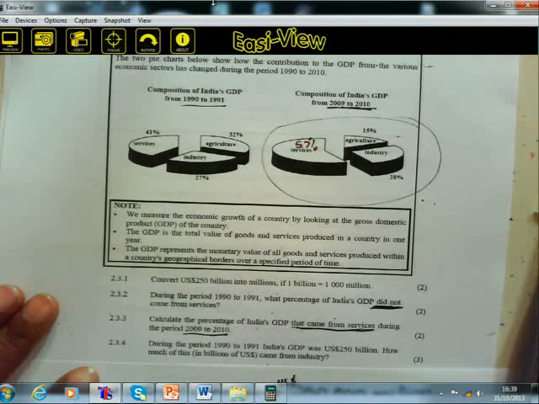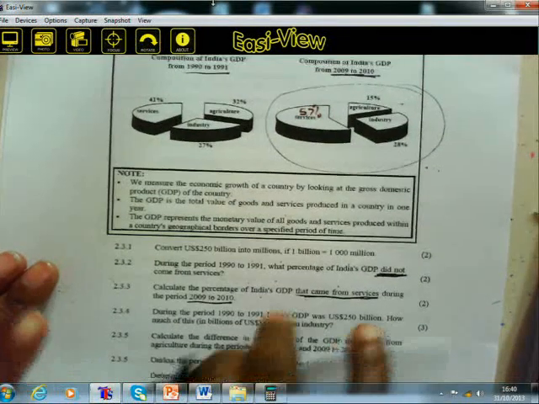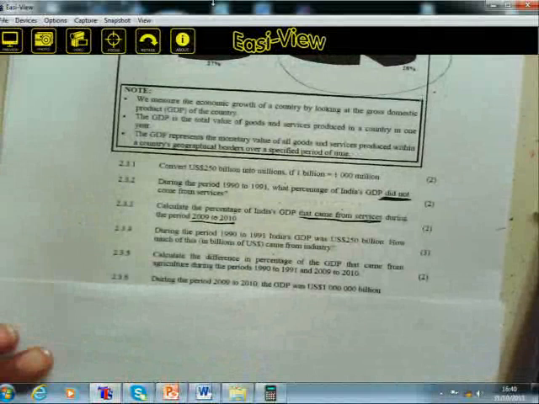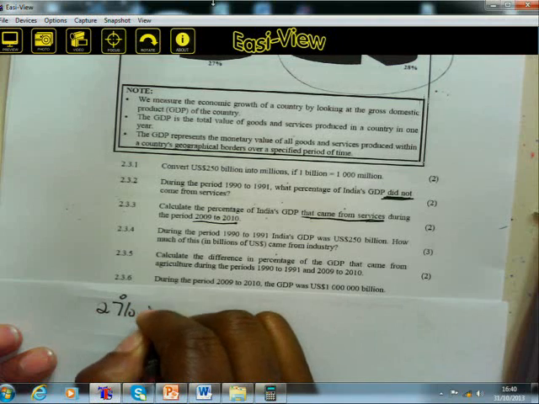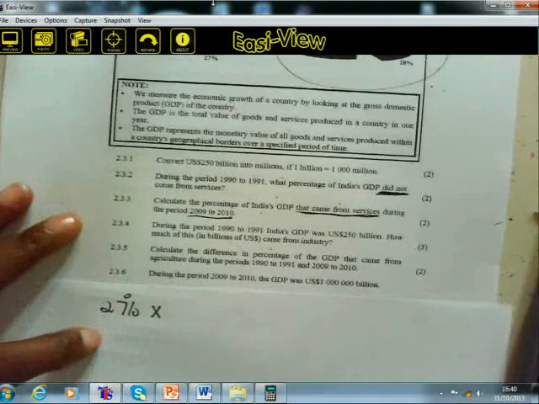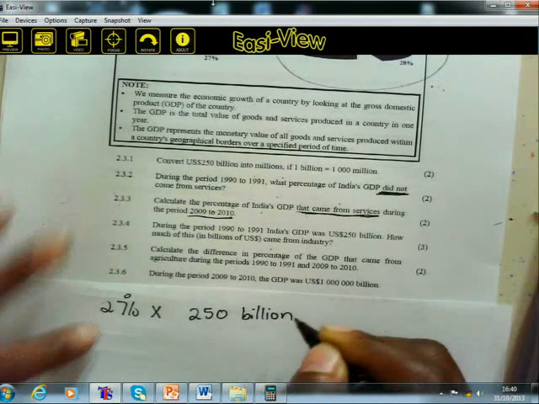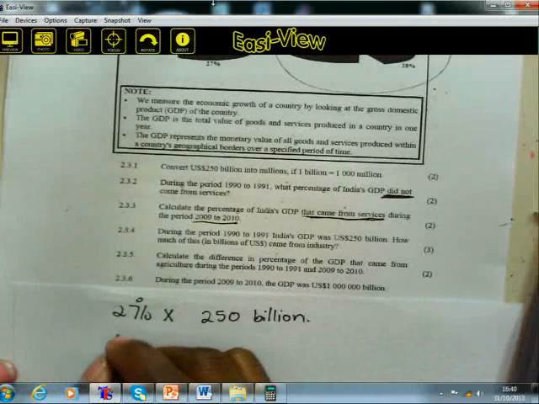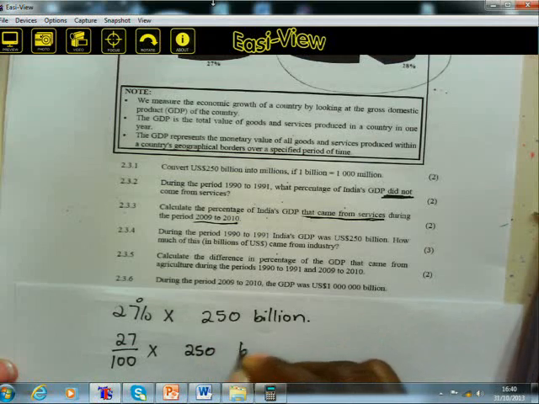How do we calculate that? On the pie chart, we only have percentages. We know that 27% of whatever money they got was from industries. So in this case, that will be the information that we can use. From industry, we have 27%. So it will be 27% of 250 billion. How do we write 27%? It is 27 over 100 multiplied by 250 billion.